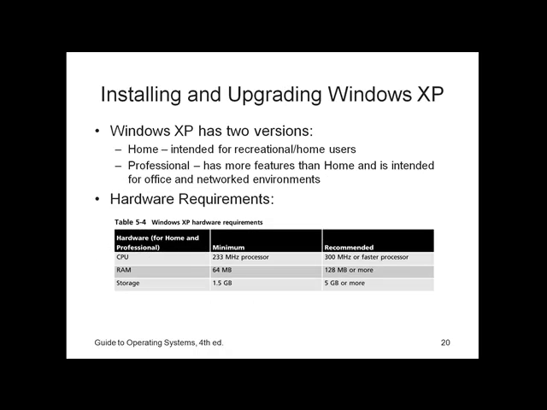Let's take this opportunity to talk about some installations of some specific operating systems, and we'll start with Windows XP. Windows XP has two versions, the home version, which is intended for recreational and home users, and the professional version, which has more features than the home and is intended for office and networked environments.